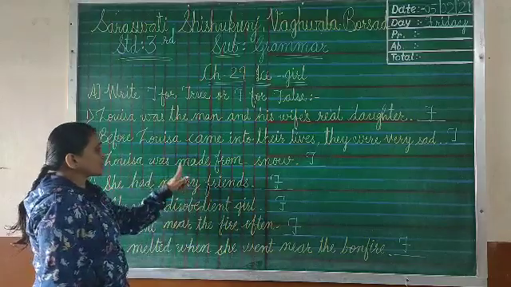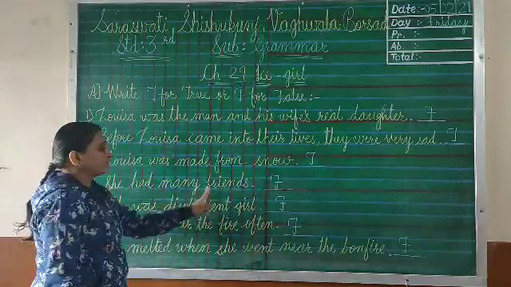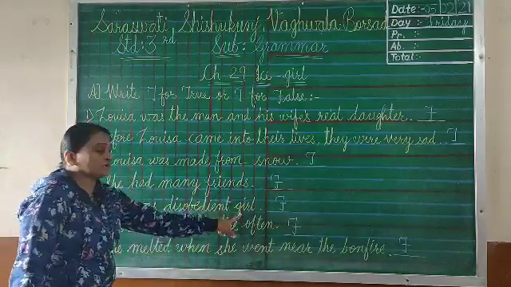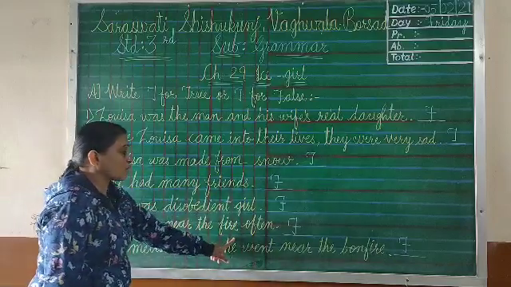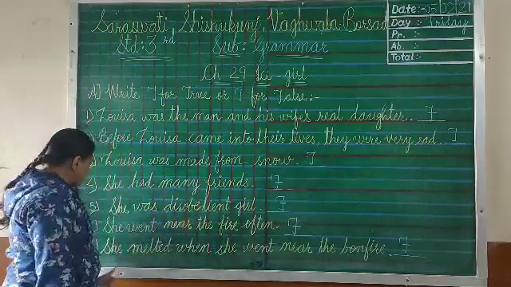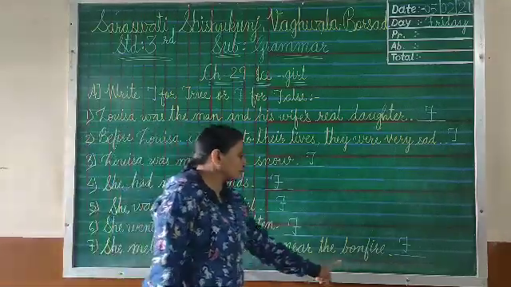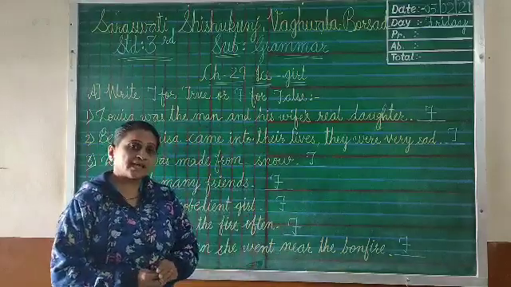True. Louisa was made from snow. True. She had many friends. False. She was a disobedient girl. False. She went near the fire often. False. And she melted when she went near the bonfire. That is also false. So that way, complete this exercise.